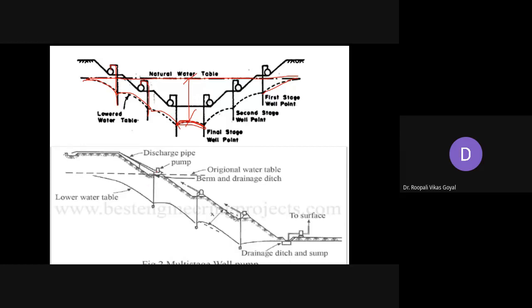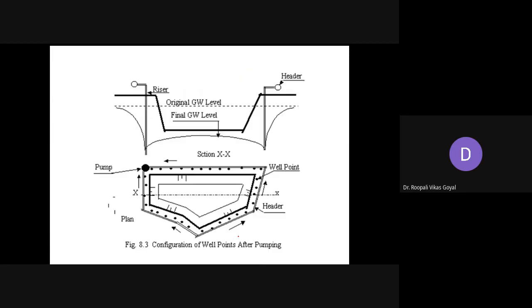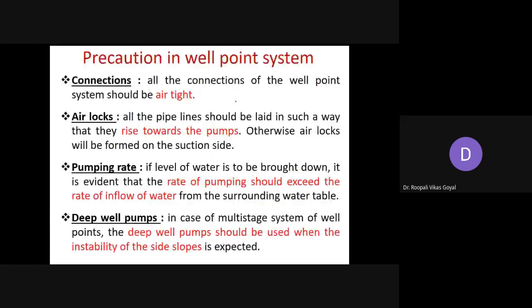Okay. So this way, maximum up to 15 meter you can install your well point system, and you can lower down the final groundwater table from the original groundwater table maximum up to 15 meter. So here, what are the precautions to be taken in well point system? Connections. All the connections of the well point system should be airtight.